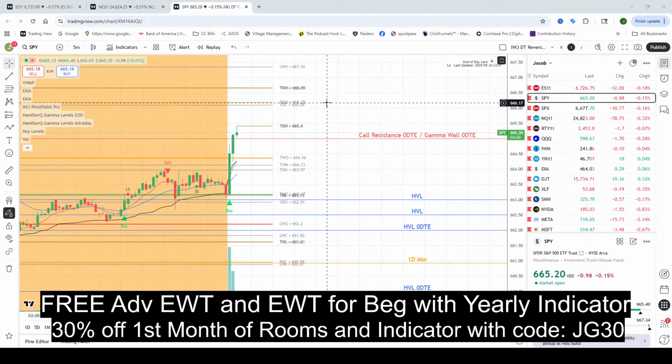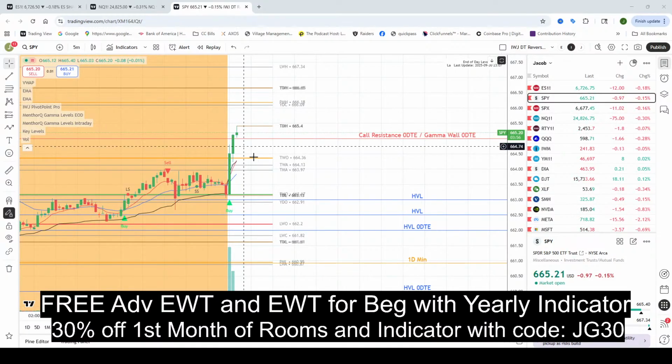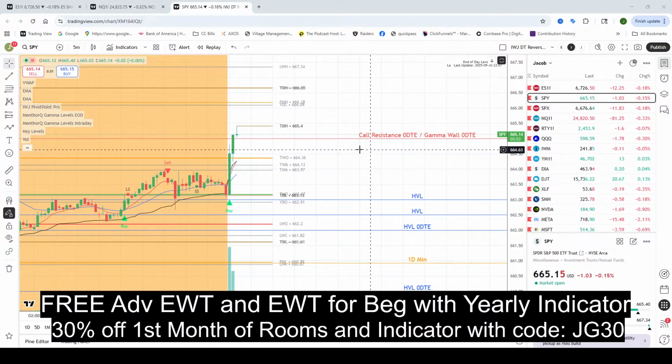It's not like it's collapsing yet, but I'm always interested when NQ is doing something different than ES. So keep an eye on that. Like I said, we take profit at 665. We move our stops up.